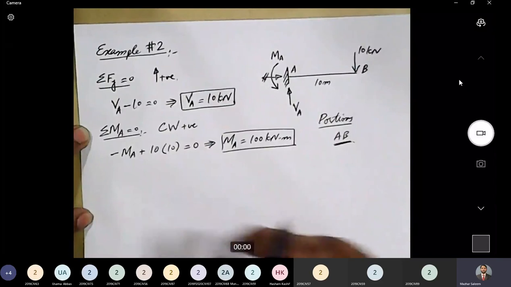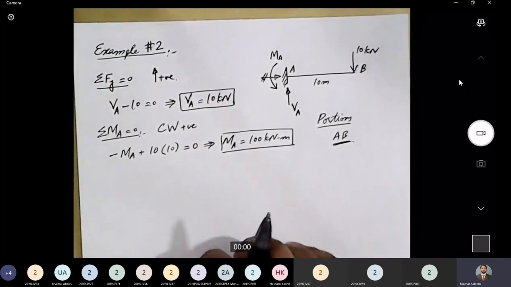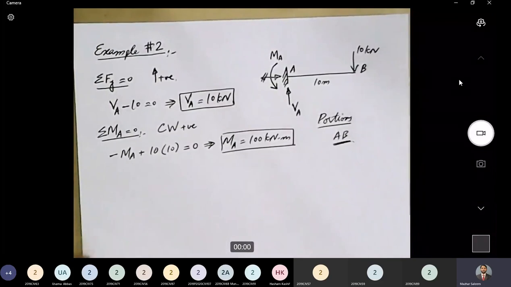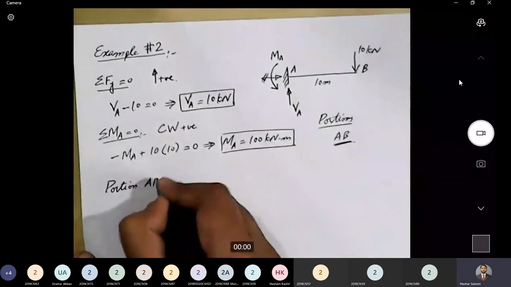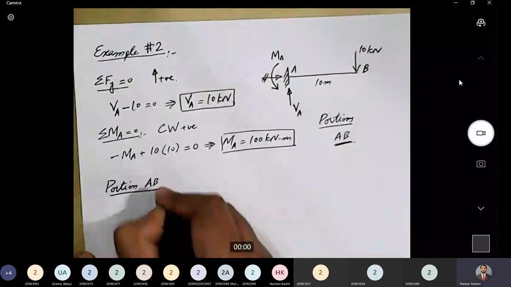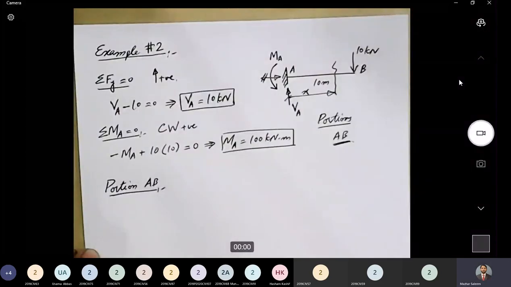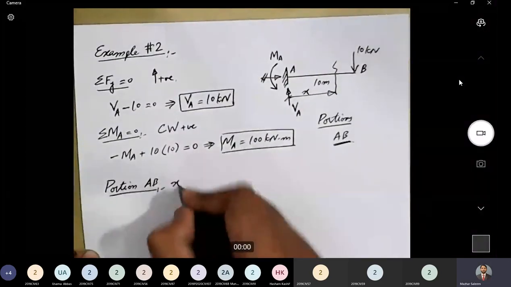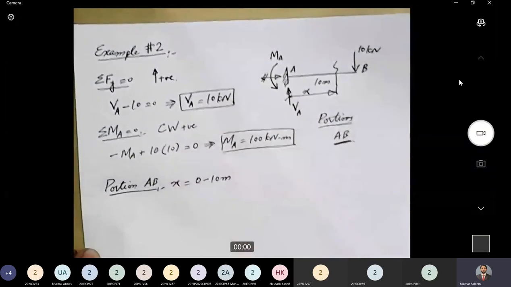So we will draw its free body diagram, and then we will write down the equations for shear force and bending moment, and then we'll draw the bending moment and shear force diagrams. So let's consider portion AB. In this portion, the location of the section is denoted by X, and X in this case ranges from 0 to 10 meters.